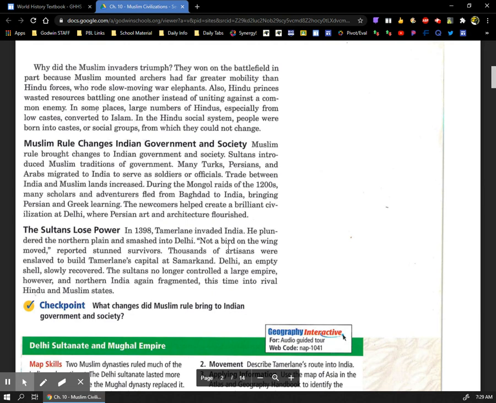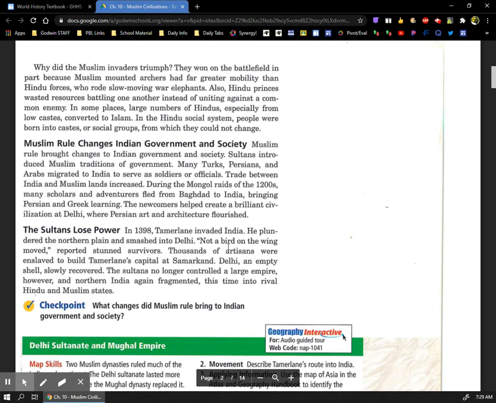Why did the Muslim invaders triumph? They won on the battlefield in part because Muslim mounted archers had far greater mobility than Hindu forces, who rode slow-moving war elephants. Also, Hindu princes wasted resources battling one another instead of uniting against the common enemy. In some places, large numbers of Hindus, especially from low castes, converted to Islam. In the Hindu social system, people were born into castes or social groups from which they could not change.